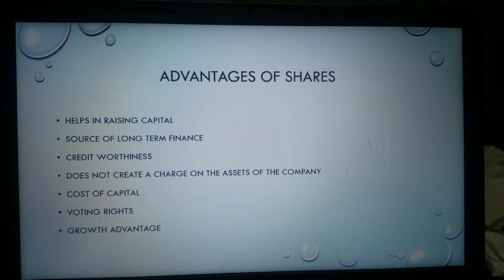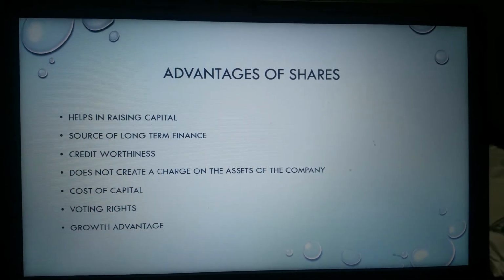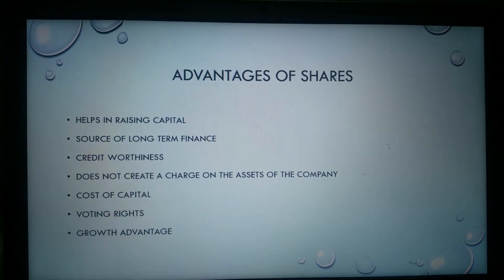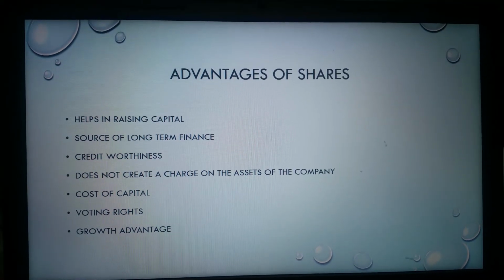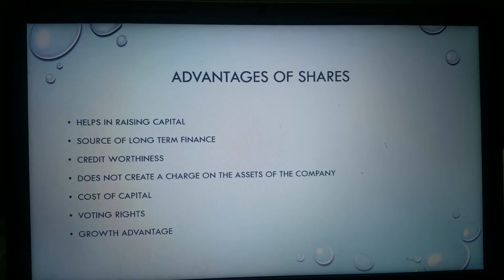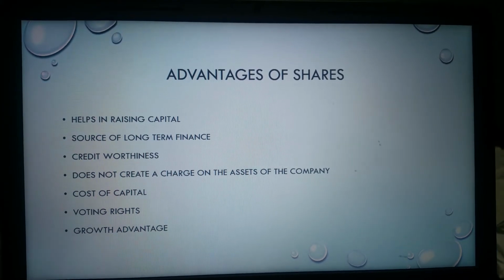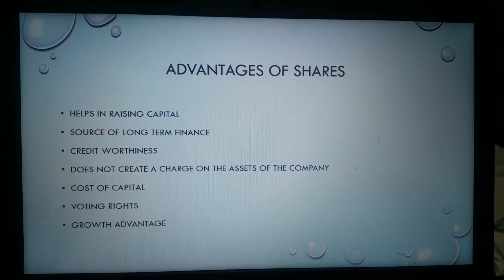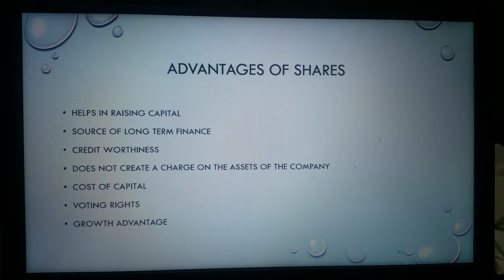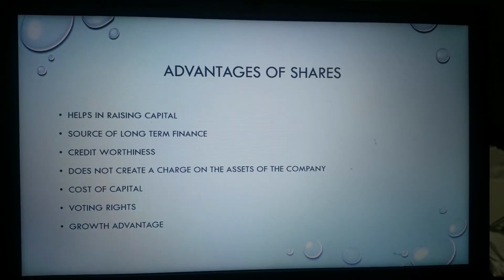Next, the issue of shares does not create a charge on the assets of the company. Unlike in the case of debentures, when we are issuing debentures, certain assets have to be kept aside for paying the debenture holders in the event of winding up of the company. Supposing I'm issuing 30 lakh worth of debentures, then 30 lakh worth of assets has to be kept aside, which means that I cannot sell the asset which is kept aside, nor can I raise further funds by giving the asset as mortgage.